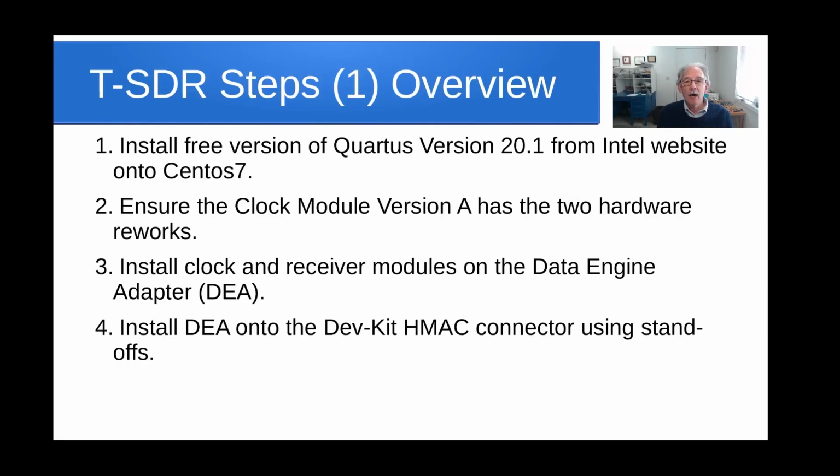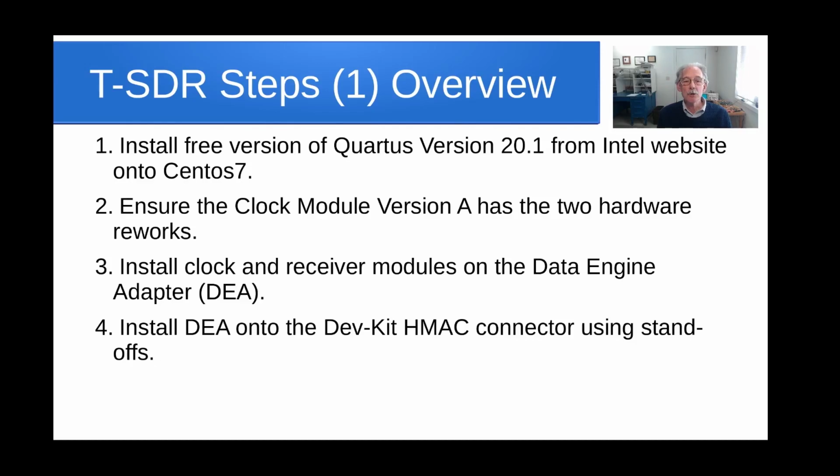So this is an overview of the steps. We'll go through these steps in detail when we bring up the system in section 2. So you need to first install the free version of Quartus 20.1. Usually that's called the light version on the Intel website, and it needs to be installed onto CentOS 7.